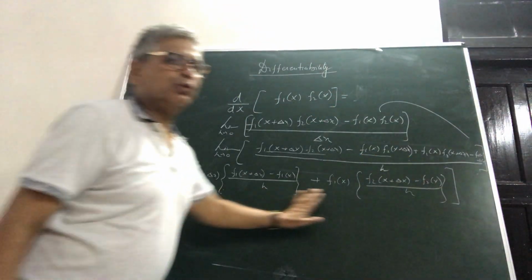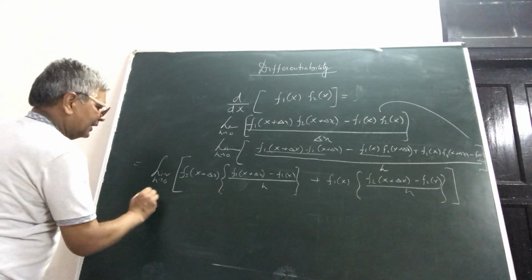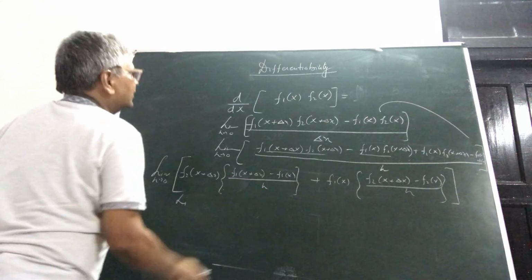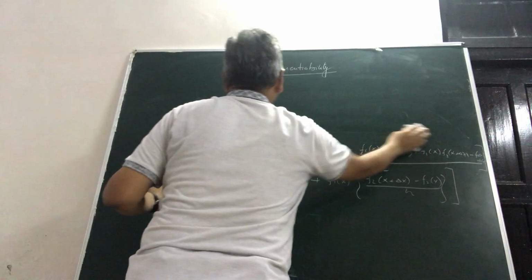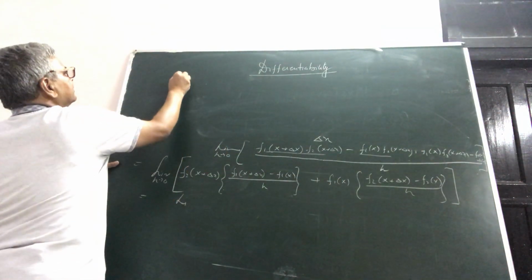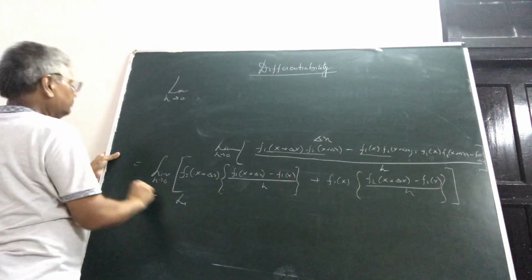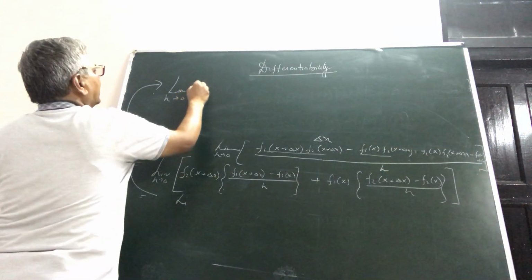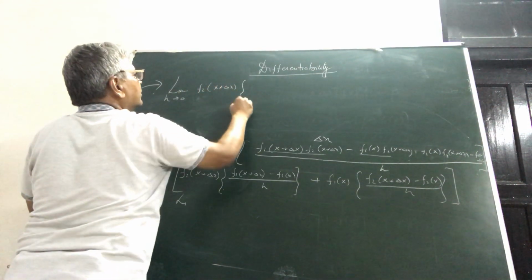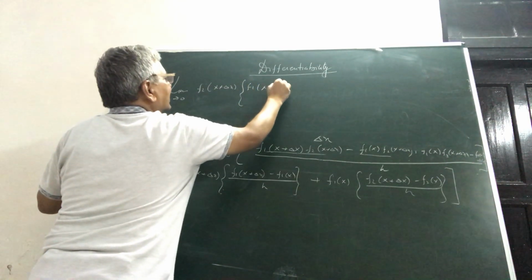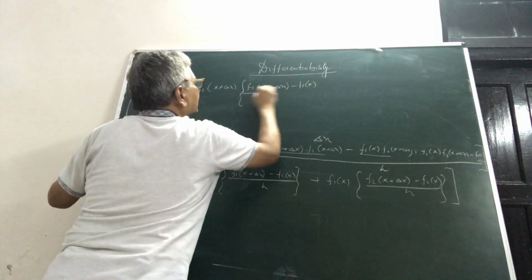So the limit of the sum of two functions will be equal to the sum of their individual limits. So what I can write on the next step is this. I will write it on the top here so that you may get the entire proof. So here see what it becomes: limit h tends to 0, f2(x + Δx) into f1(x + Δx) minus f1(x) upon Δx.